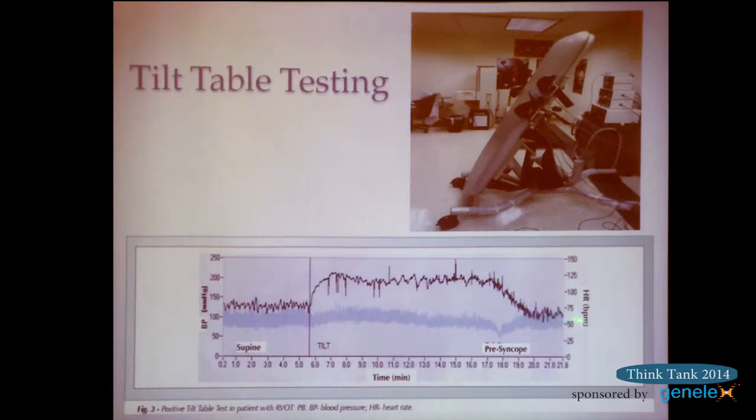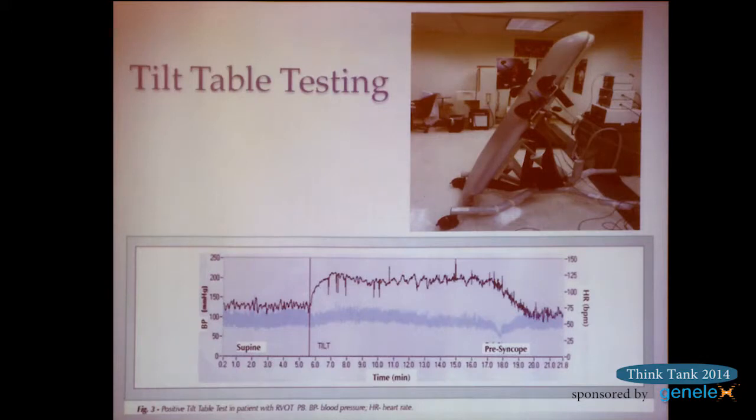But the blood pressure seemed to recover here. So with this patient it's hard to know exactly what came first, but there's certainly a vasodepressor response, and there's a simultaneous bradycardic response as well. Anyway, that's what a tilt table accomplishes.